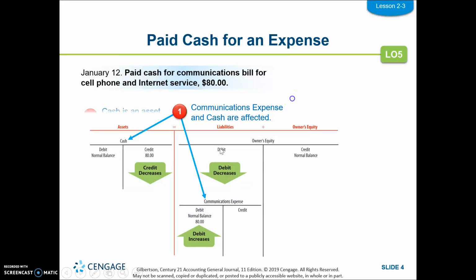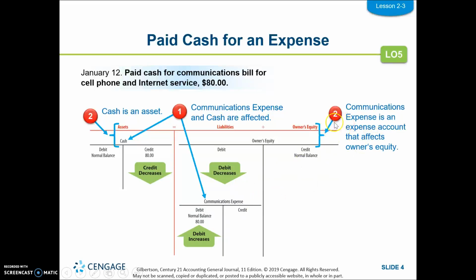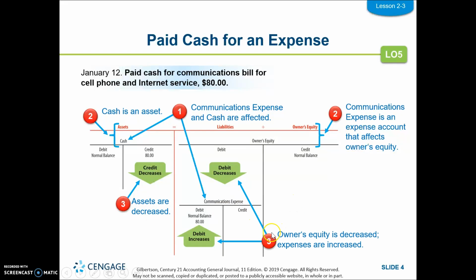So now what type of account is cash? Well, cash is an asset. Communications is an expense account that affects owner's equity. So how do we decrease? Cash is going to be decreased, so assets are going to be decreased. Owner's equity is decreased, so in a way we're going to increase the expense. So cash is going to be credited $80 to show that decrease.